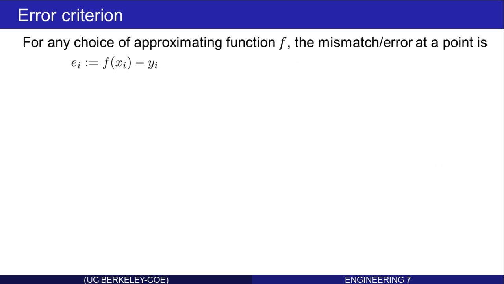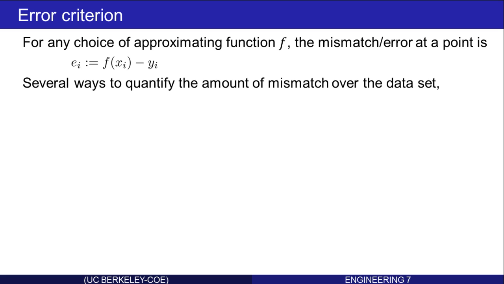Here's a summary of what we looked at visually. For any choice of approximating function, the error at a point is simply the function's value at the point minus the data's value at the point. There are several ways to quantify the amount of mismatch over the entire data set. You can square all the errors and add them up and take a square root, just add up the absolute values of the errors, or perhaps just look at the maximum error.